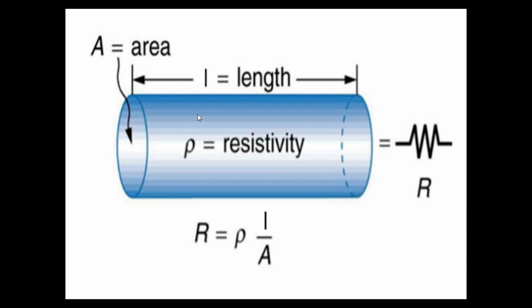L is the length. It means how long a conductor we are using. Either it's a 10 meter long conductor, or a 5 meter long conductor, or a 2 meter long conductor. Depending on that, L changes. And A is the cross-sectional area of that conductor.